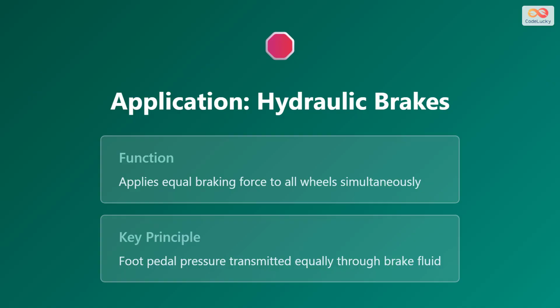Another critical application is hydraulic brakes in vehicles. The function of hydraulic brakes is to apply equal braking force to all wheels simultaneously. When you press the brake pedal, pressure is created in the master cylinder. This pressure is transmitted equally through the brake fluid to all wheel cylinders, ensuring uniform braking. This equal pressure transmission makes hydraulic brakes reliable and effective for safely stopping vehicles.